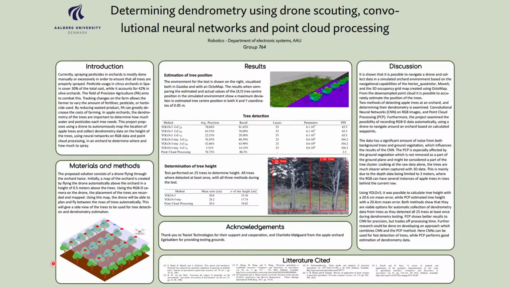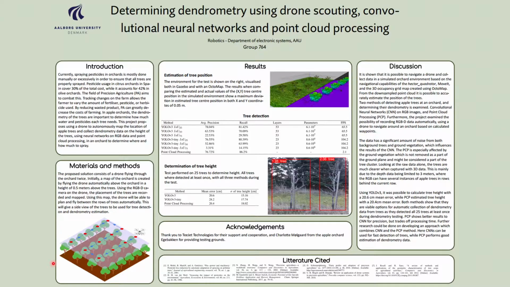In this project, YOLOv3 was used for RGB processing, while the Point Cloud Library was used for point cloud processing. The YOLO CNN was pre-trained on the COCO dataset, and transfer learning was used to train YOLO to recognize apple trees instead, where we used 900 images taken at the orchard.